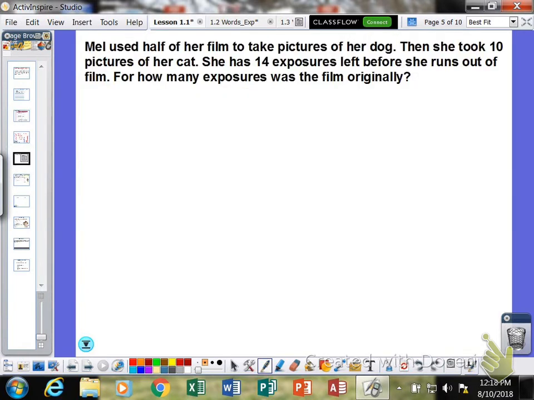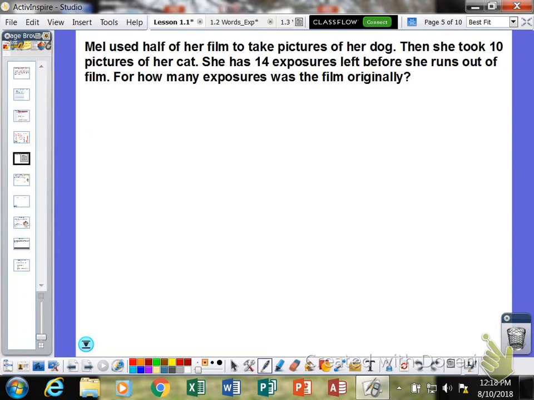All right, Mel used half of her film to take pictures of her dog. Then she took 10 pictures of her cat. She has 14 exposures left before she runs out of film. For how many exposures was the film originally? So we need to find that starting number.